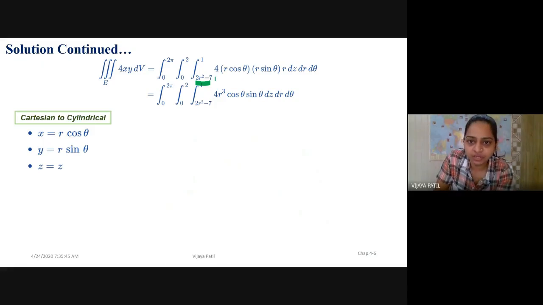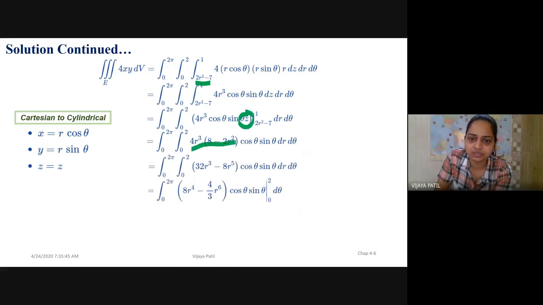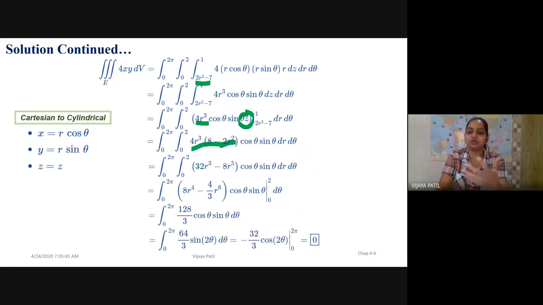Okay, so it's 4, I'm integrating with respect to z first, and since there is no z present, just one z will come here. Upper and the lower limit will give you this, right? Combining with this 4r cube, we are getting this, then integrating with respect to r and then with respect to theta, you'll be getting the answer as 0. You'll be getting the answer as 0. And this is the triple integral over the cylindrical coordinates, right?